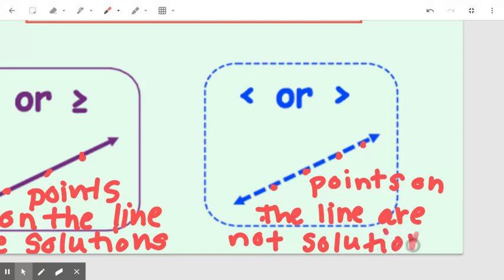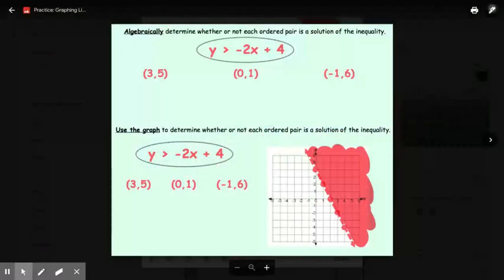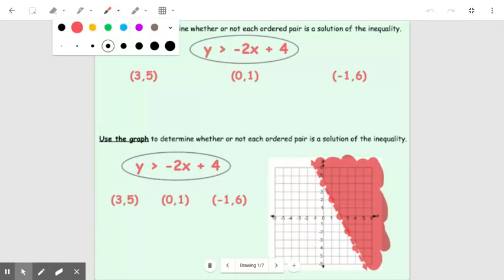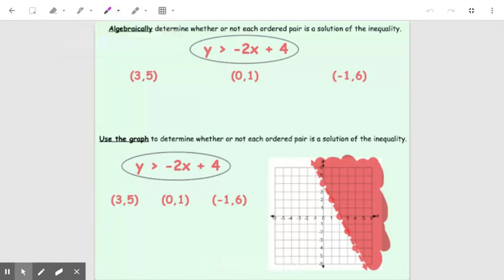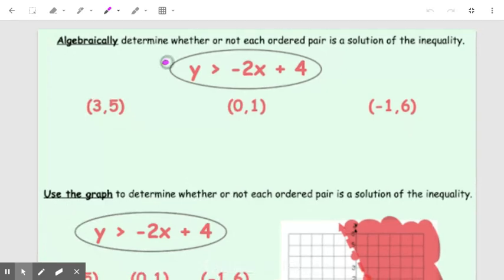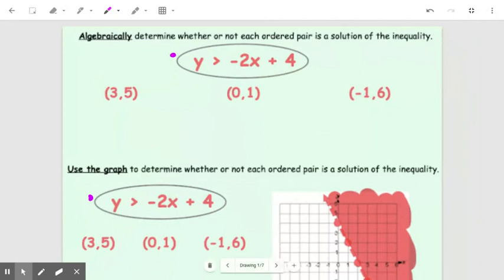And we're going to follow up with just 2 more quick questions kind of relating to this. So I could ask you to do a couple different things. I could ask you to do the whole process like we did before, or I could ask you to do this. So if you notice, we have the same inequality here and here. And we have the same points listed with each one. The first part of this says algebraically determine whether or not each ordered pair is a solution of the inequality. Down at the bottom, it says use the graph to determine whether or not each ordered pair is a solution of the inequality.